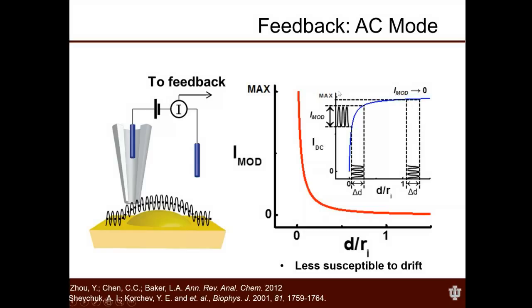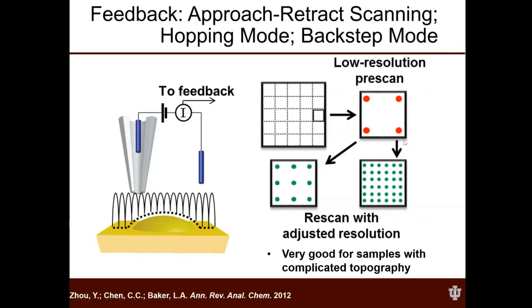The other mode, and this is really a family of modes that are useful, these are probably the most useful modes presently. They are a class of modes that are all based on essentially taking successive approach curves at unique positions over the sample. Some people call this approach retract scanning. Other places call this hopping mode or backstep mode. They're not all exactly identical. They're all a little bit different, but they all work on basically the same principle.